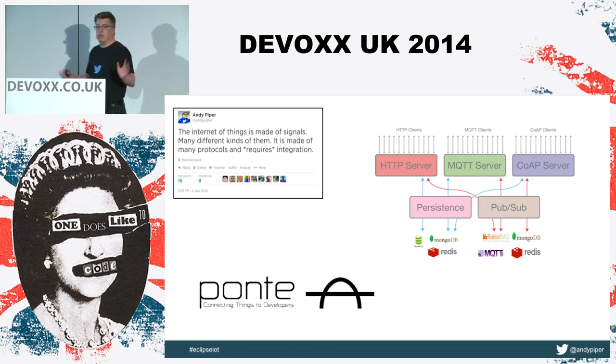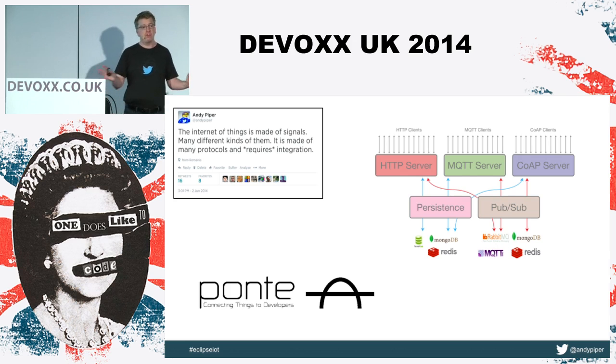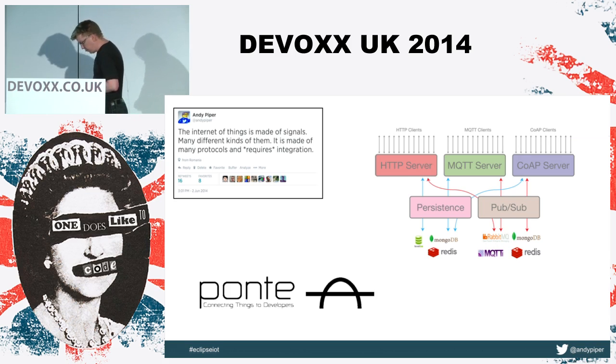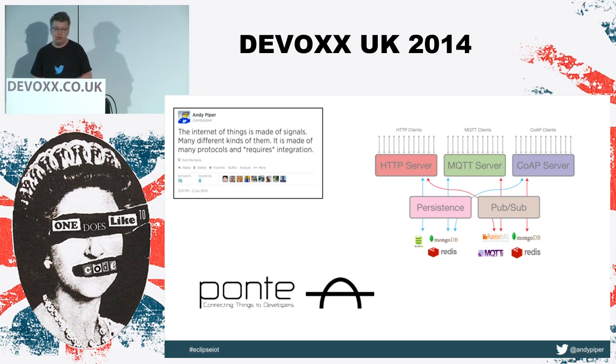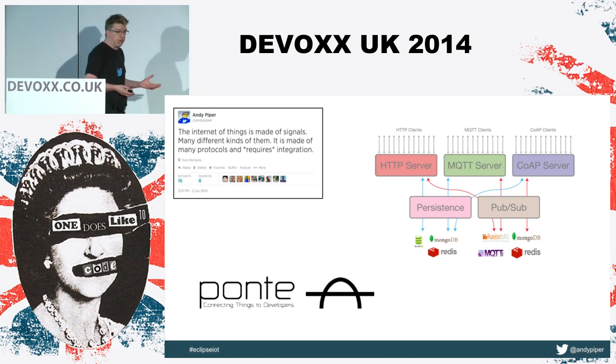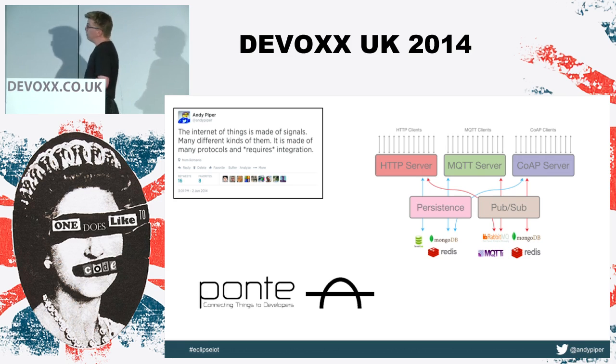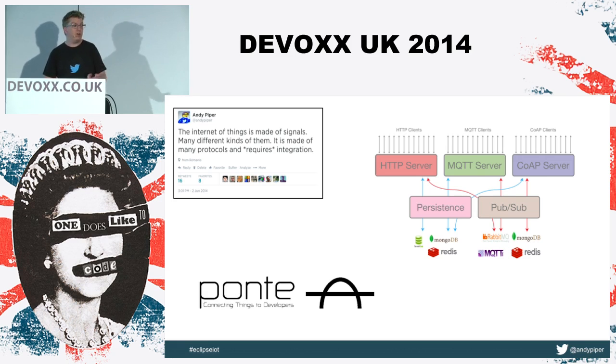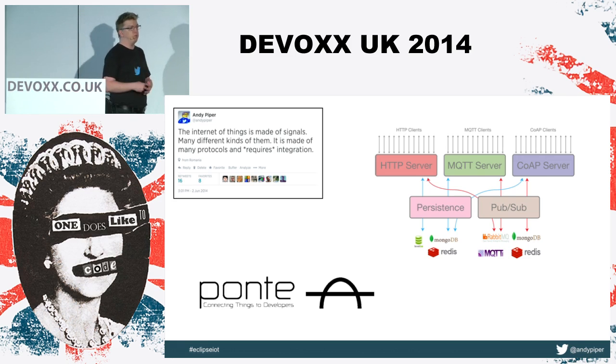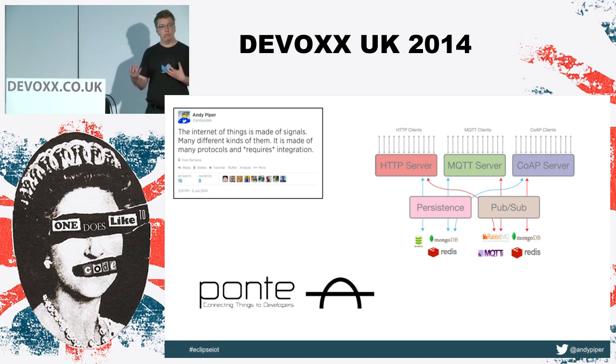Fine. Peace, I agree. There are lots of protocols, and many of them are useful in different contexts. Ponte, Eclipse Ponte, Ponte being the Italian for bridge, written by a nice Italian gentleman in Node.js, by the way. Eclipse is not just all about Java anymore, if it ever has been. Ponte's goal is to actually form a bridge between all these different protocols and enable you to connect your different devices and different applications together.